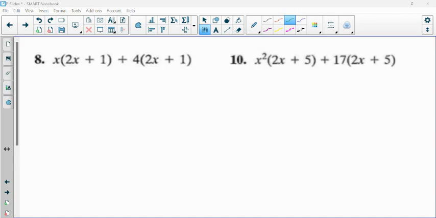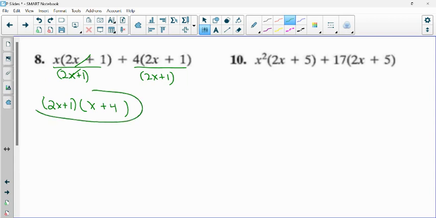All right, for number 8, what do we have as our GCF? 2x plus 1. So I'm putting 2x plus 1 in front of one set of parentheses. We divide everything by 2x plus 1. And we would be left with x plus 4 in our parentheses.